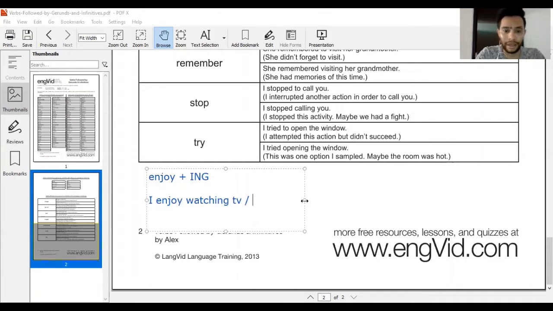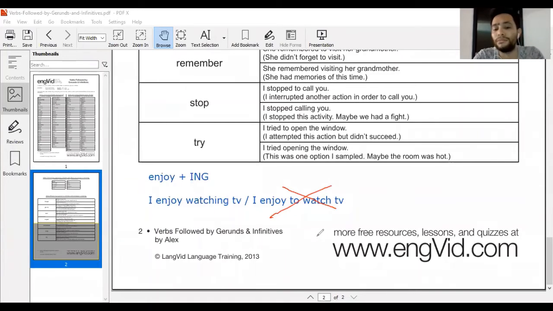But is it okay if I say, I enjoy to watch TV? Guys, if you ever do this, this is incorrect. This is not good. So you cannot use it. Enjoy to watch cannot be used.